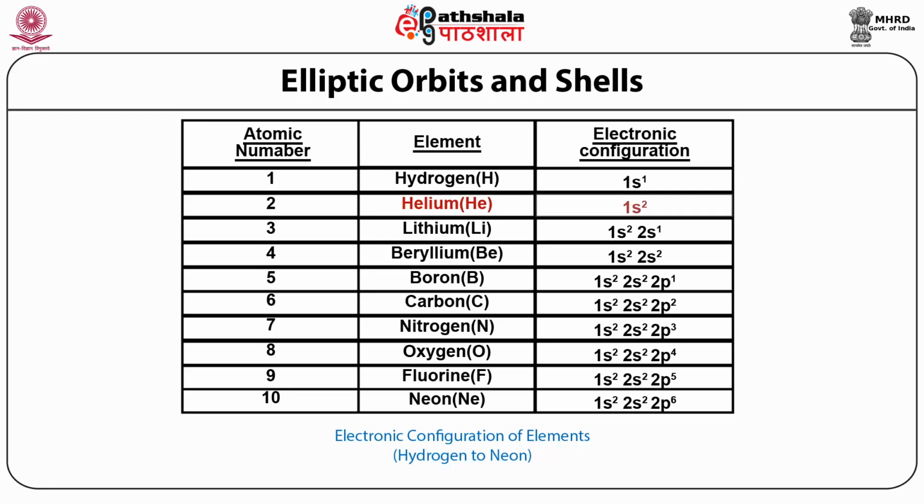For helium, it is 1s², because both the electrons can be accommodated in the 1s orbit. And then lithium, beryllium, and so on. And finally, neon is an inert gas, because both K and L shells are completely occupied. 2 electrons in the K shell, and the remaining 8 electrons are accommodated in the L shell, 2 of them in the 2s orbit and 6 of them in the three 2p orbits.